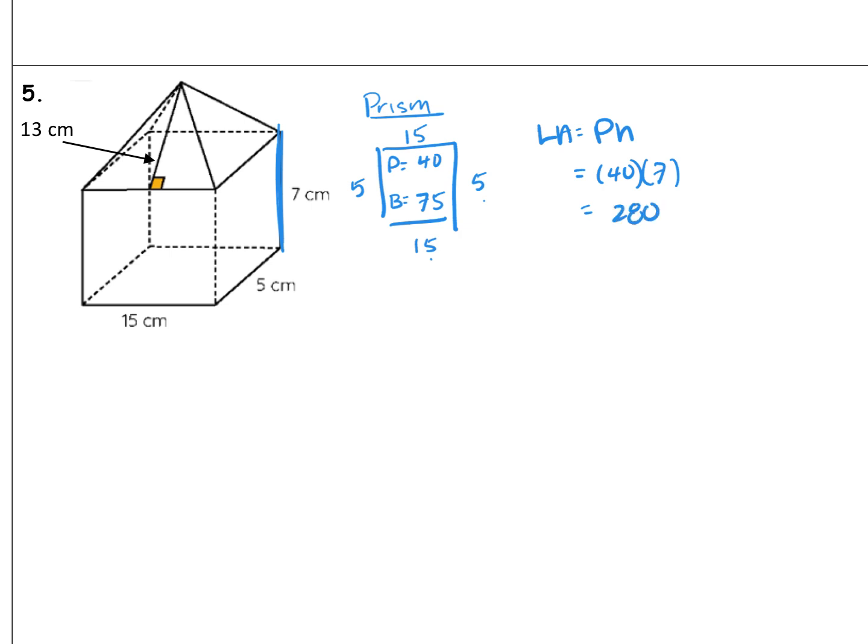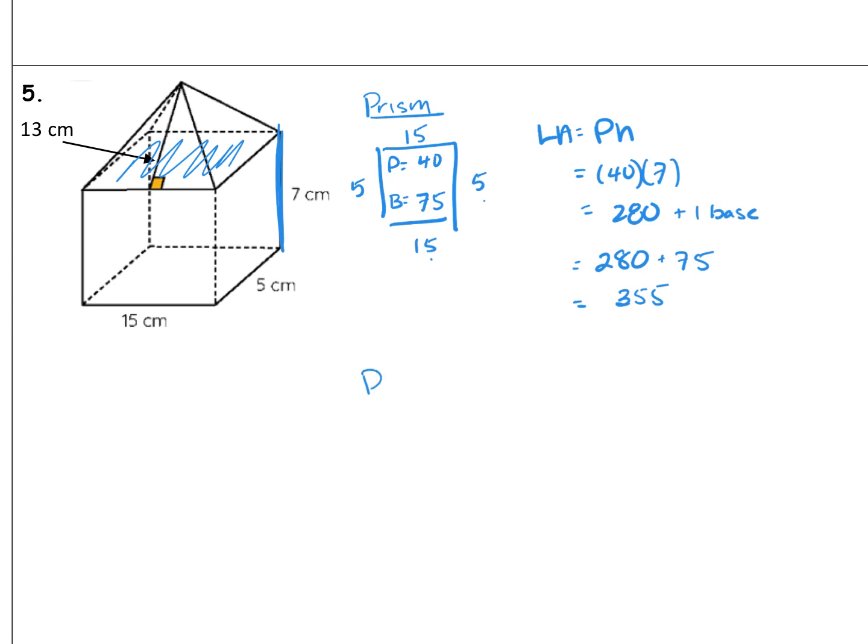Now if I think about this and I'm wrapping it with paper, we are not going to be wrapping this piece up because that's covered up. So we only want one base here. So we're just going to add on one base. So we're going to do 280 plus 75 to get a total of 355 for the prism part. That's what we need for the prism.